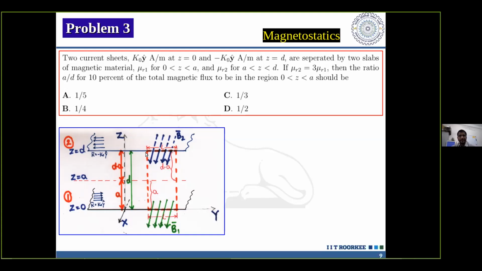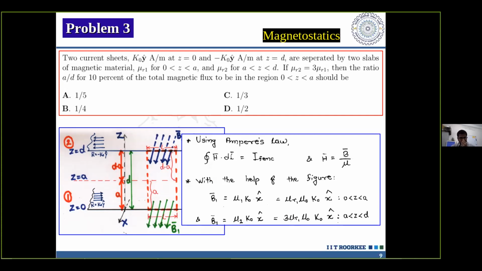So I can find B using Ampere's law. In this case I'm just using H dot dl is equal to free current enclosed, and we also know H is equal to B over mu. So with the help of this and this figure, we can find B1, which is the magnetic field due to the current sheet at z is equal to 0. I will write this as mu1 k0 x cap. Usually it is mu1 by 2 k0 x cap. This half is not there; in this case I'm writing 2 times that quantity. You should realize why I'm doing it.